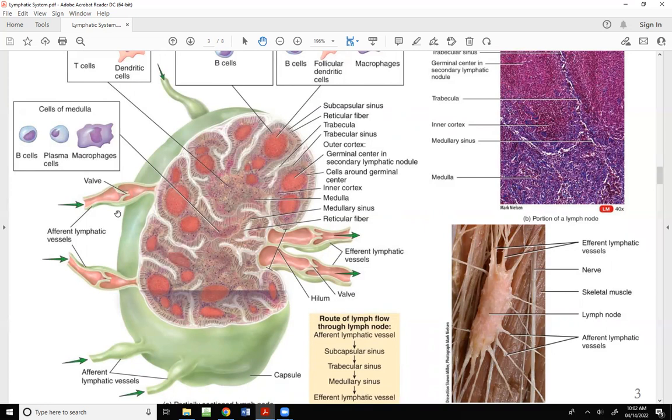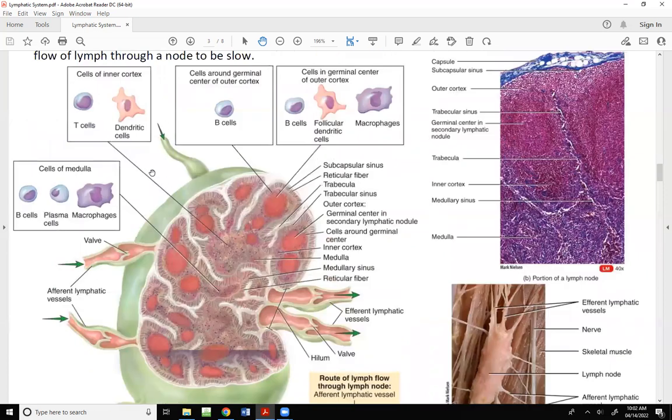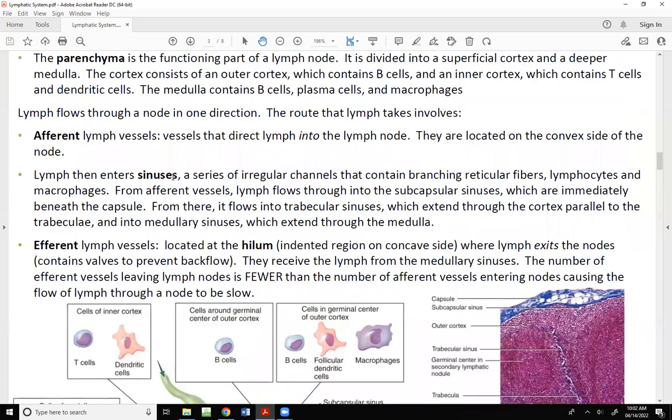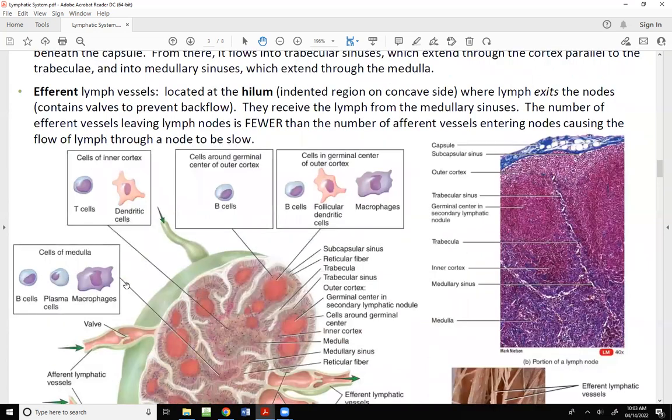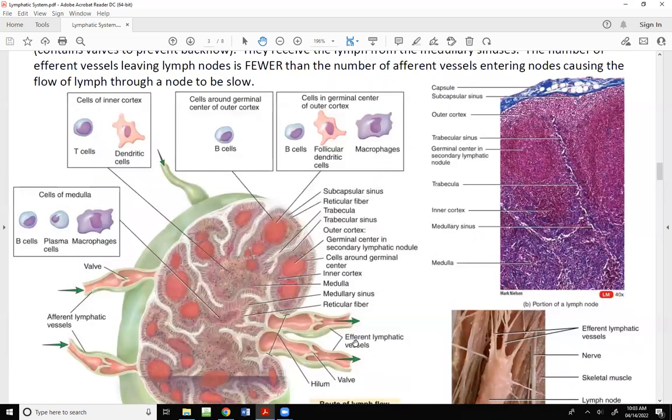The other way, and it's thanks to those trabeculae creating these channels called sinuses. These sinuses allow the lymph to flow through in a very zigzag, non-straightforward manner. Essentially, the lymph can't just rush from one side of the node to the other. It has to zigzag and go through like a puzzle on its way across. Okay? And there are different types of sinuses.